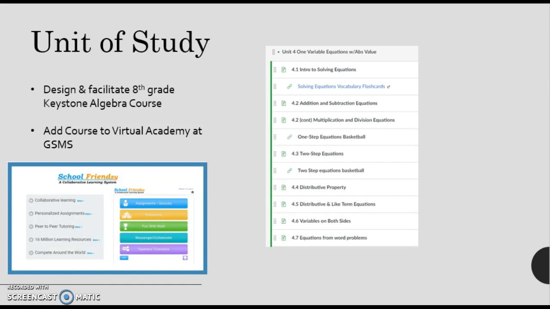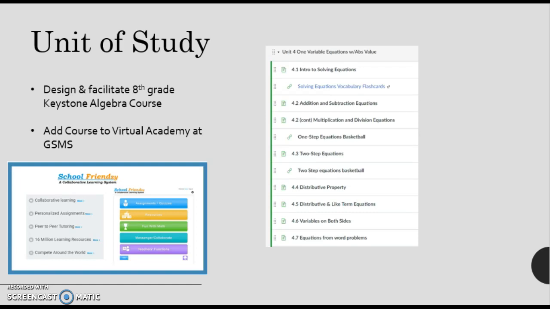I found that there was a need for an online course for students taking algebra in 8th grade. These students are assessed by the state by way of the 8th grade PSSA and the Keystone exam, and the course is unique in that it meshes both curriculums together.